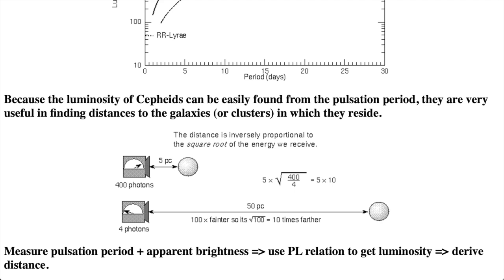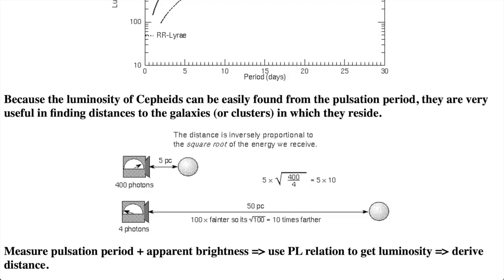Once we find the stars that are pulsating, we measure their pulsation period and their apparent brightness, and then use the period-luminosity relation to get their luminosity, and then find their distance from the inverse square law. We figure out how far away the star needs to be to appear as dim as it is in our sky.